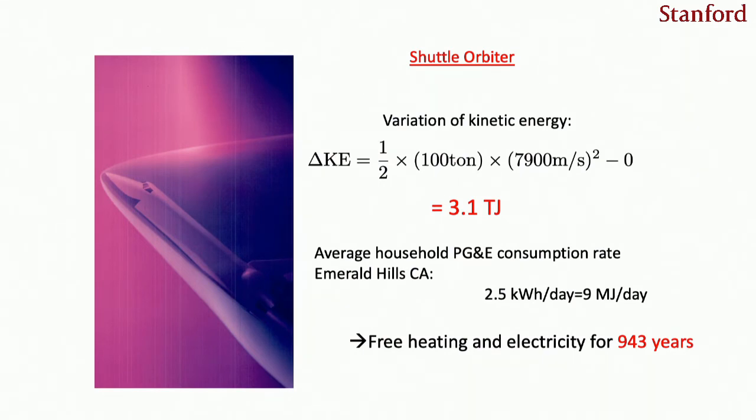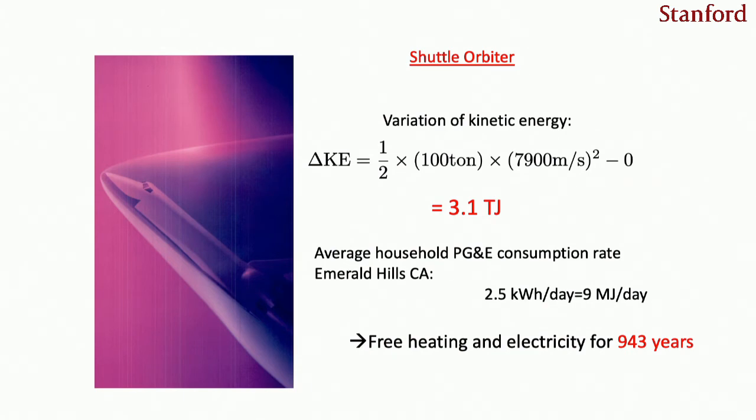Well, for the case of the space shuttle, that variation of kinetic energy is about 3.1 terajoules. And that entire variation needs to be dissipated into heat. So that is the amount of heat that needs to be dissipated in the atmosphere. That heat, following some simple calculations, will give a person free heating and electricity for almost 1,000 years.